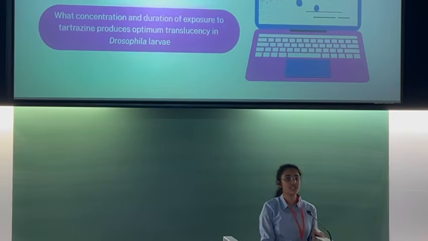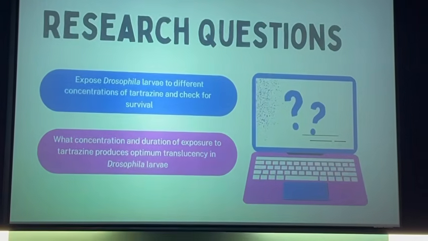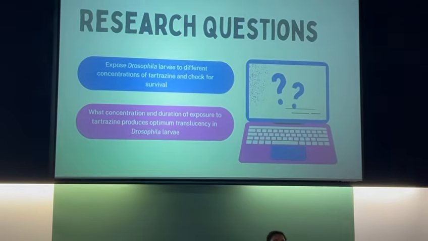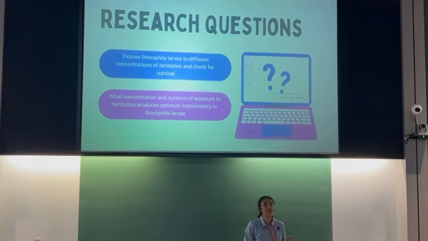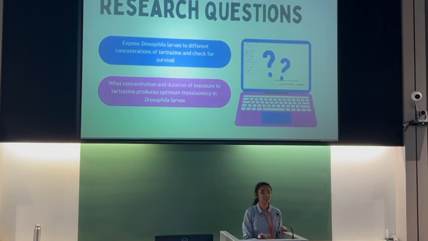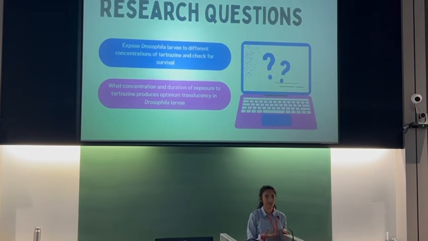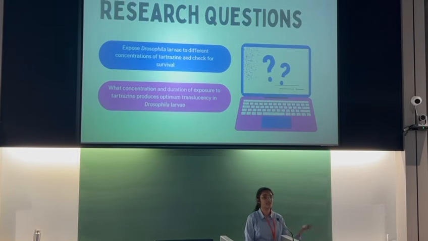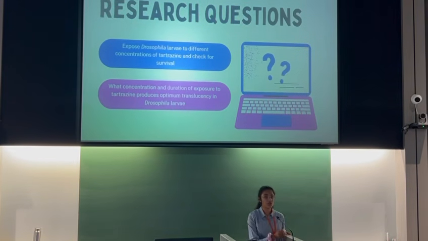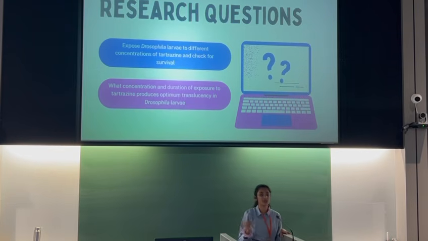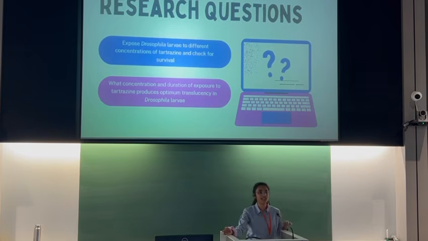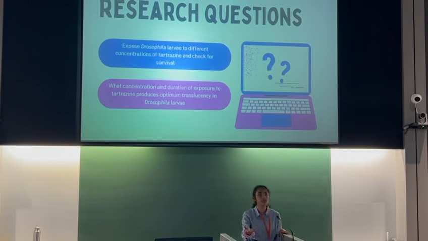So the research questions that we wanted to answer with this project was to expose third instar Drosophila larvae to different concentrations of tartrazine and see how long they survive for. Because it's important that your organism does not die with your imaging technique, right? It needs to be a non-destructive technique. So we checked for survival, and we also checked for what concentration and what duration of exposure to tartrazine produces optimal translucency in third instar larvae. So you want to get the best results possible such that your organism survives and you are able to see clearly.